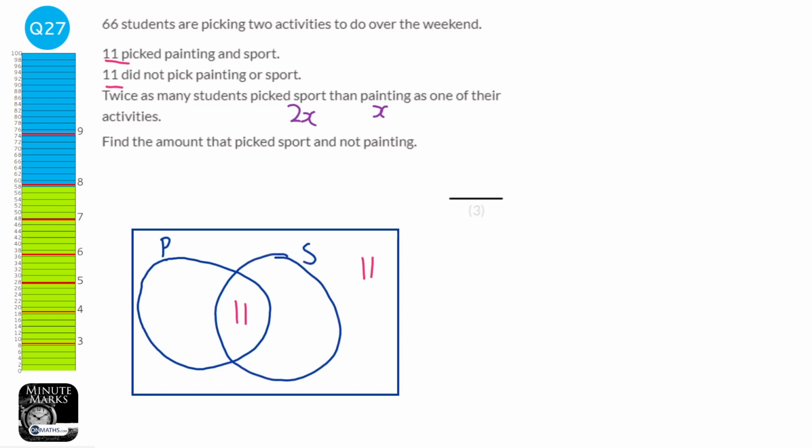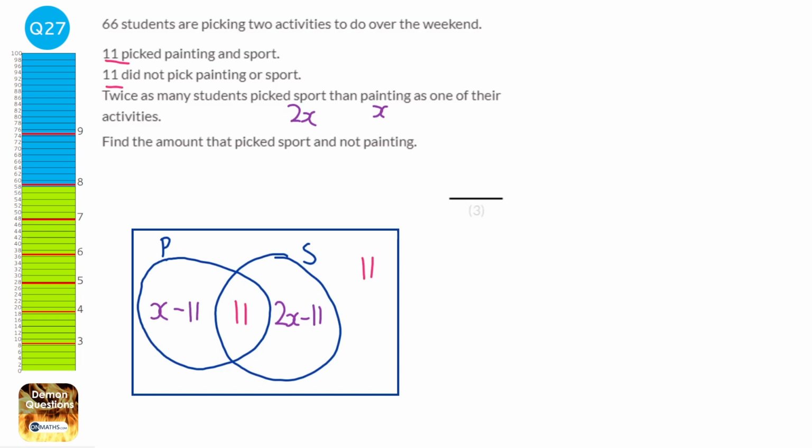So in algebra, this will be 2x, take away the 11 that we already know about. And the painting is the same. We know the whole thing is x. So what we're going to do is we're just going to take away the bit we know there, which is the 11, and it will be x minus 11.